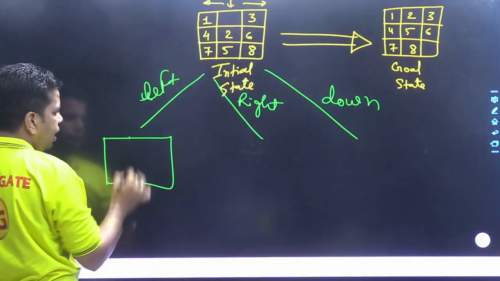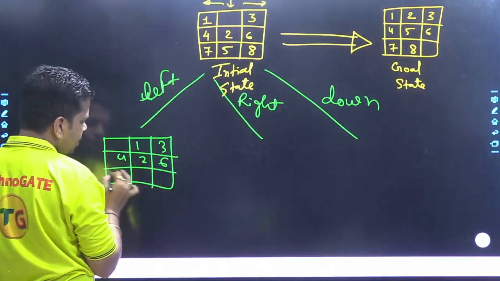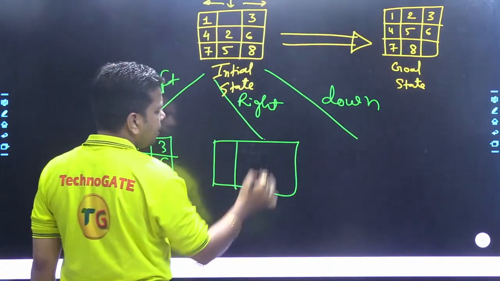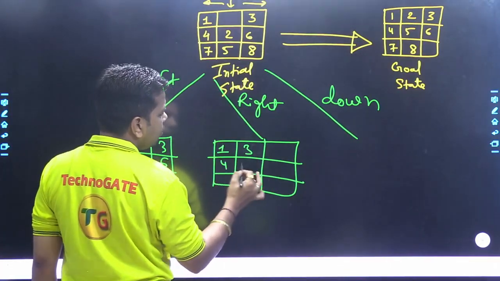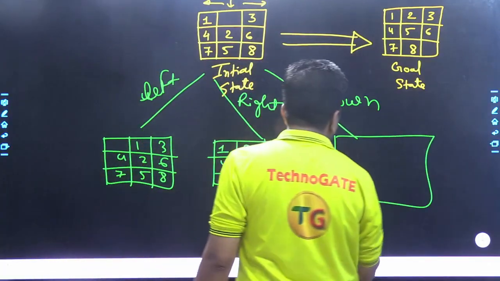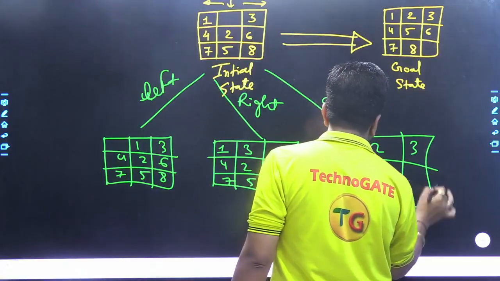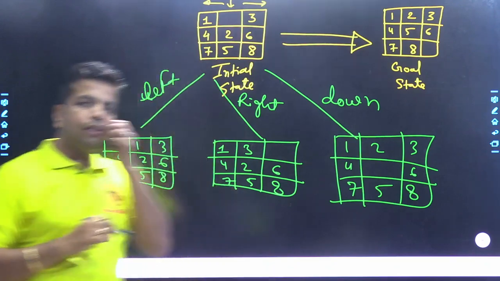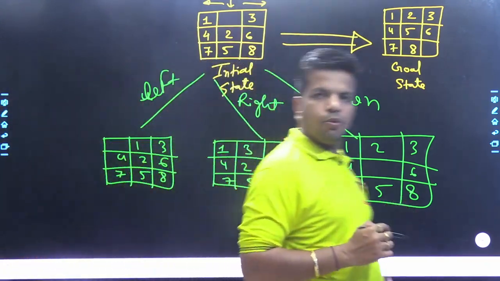If it goes to the left, then it looks like 1 3 4 2 6 7 5 8. If it moves to the right, it looks like 1 3 4 2 6 7 5 8. If it is going to move down, then what we can say is 1 2 3 4 6 7 5 8. It looks like this. Okay, now we can explore this one also, and this one also.